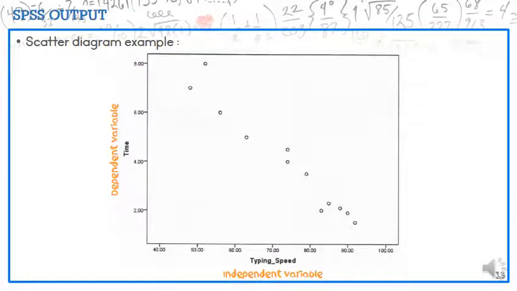So now we are going to look at some examples from the SPSS output. So here is a scatter diagram example from the SPSS output. So on your x-axis here is typing speed. So this is your independent variable, and time is your dependent variable, y. So as you can see here, there is a negative relationship between these two variables.